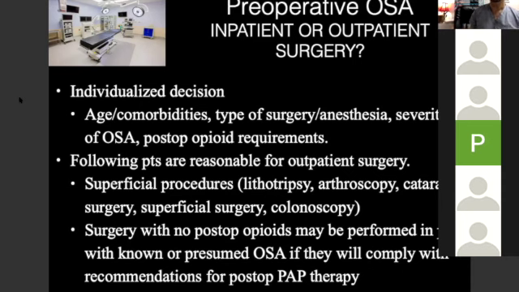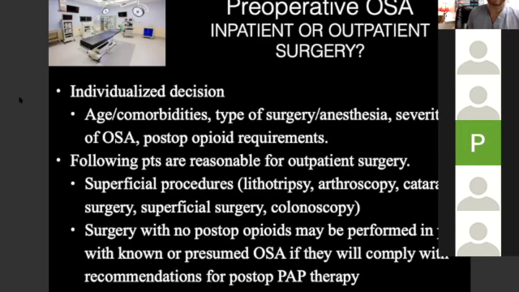All right, so preoperative OSA, inpatient or outpatient surgery. This is a very individualized decision. You look at the age, the comorbidities, the type of surgery, the type of anesthesia needed. Certainly a spinal is always the way to go if you can, to avoid the central depressant effects of volatile anesthetics and opioids. By doing a spinal, you will decrease mortality. So a spinal in an OSA patient decreases mortality. You don't see that too often. When we talk about spinal versus general, does it increase mortality? In the OSA patient, it does.